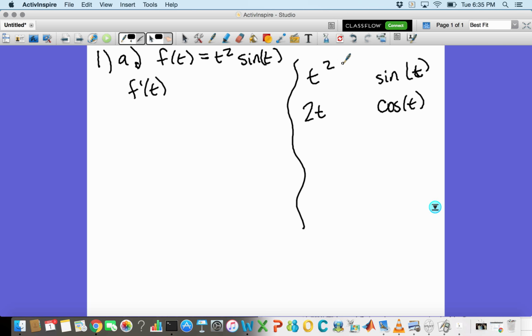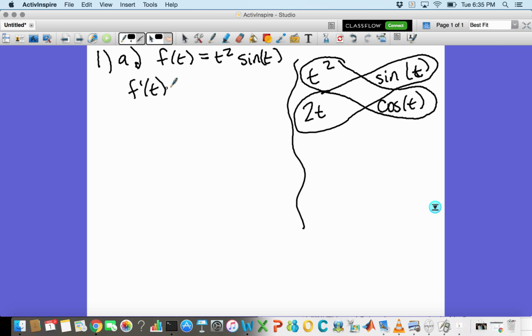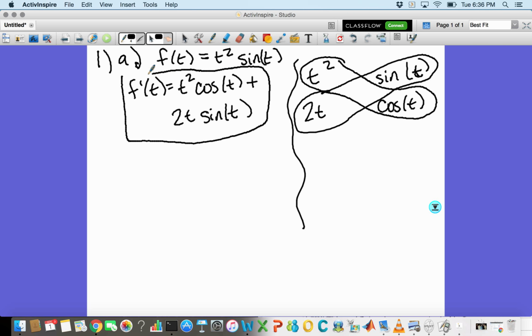Okay, and then for the product rule, you're just going to multiply the diagonals and then add them together. So f prime of t equals t squared times cosine t plus 2t times sine of t. And that's it. That's your final answer. You can't multiply this t with the inside t, or this t with that inside t. We can't reduce anymore.